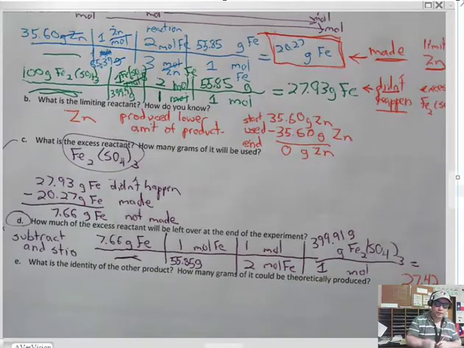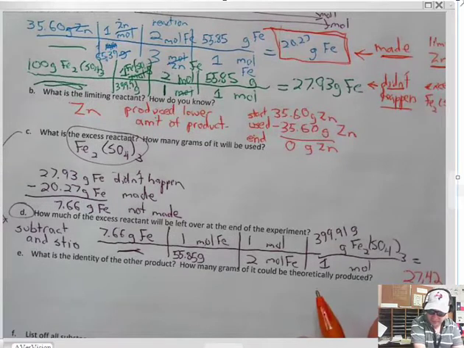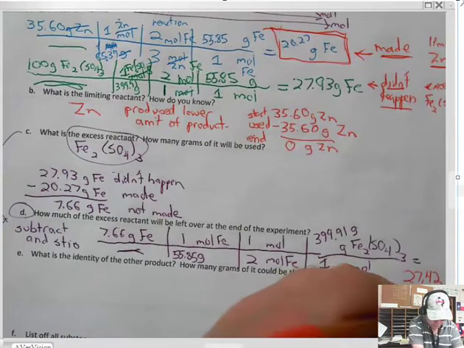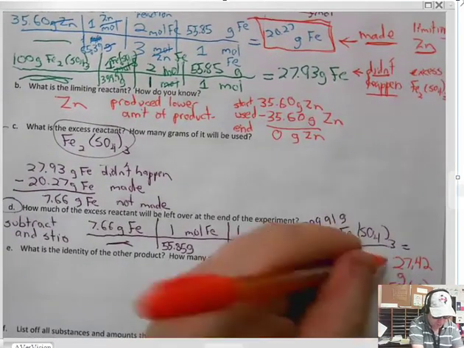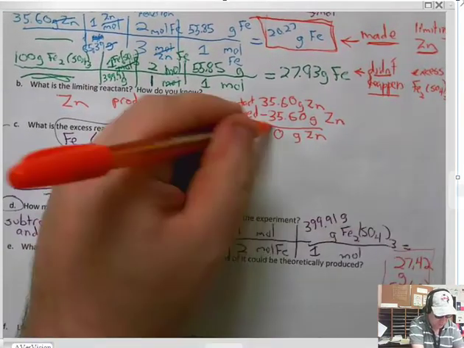What does that actually represent? This represents the iron sulfate that is actually excess. So that is an important number here, and this is an important number here.